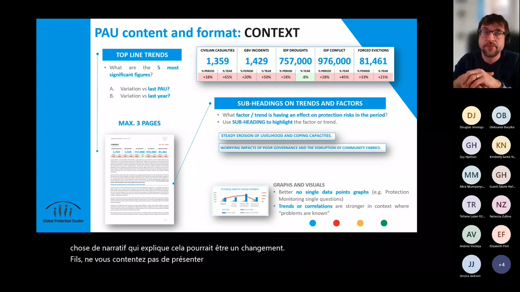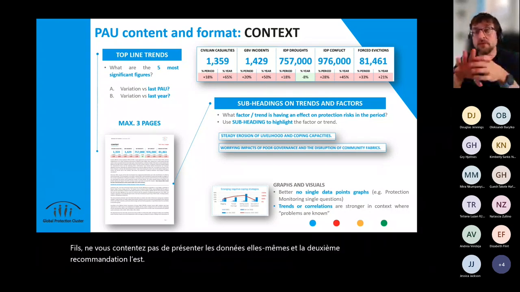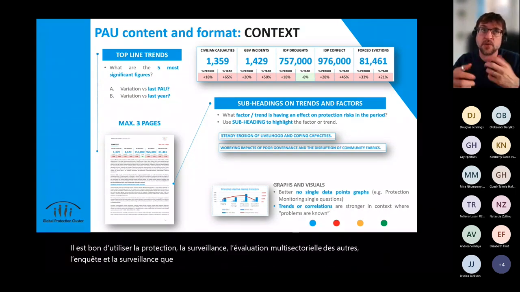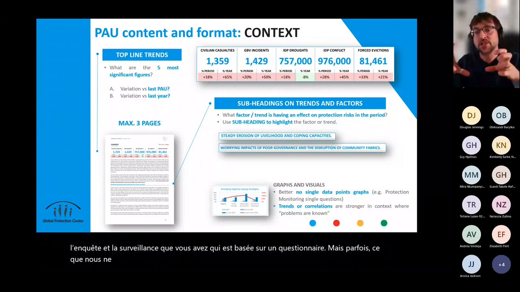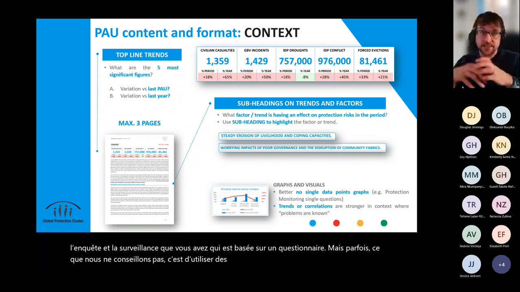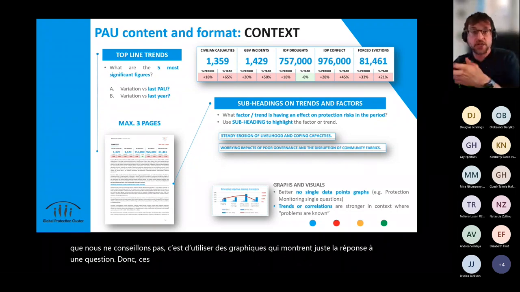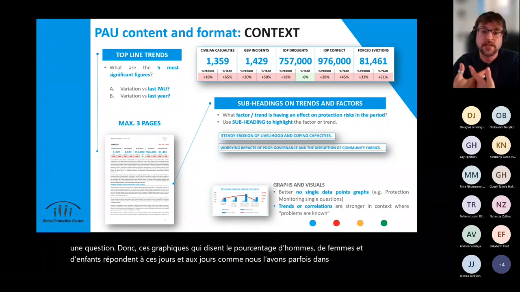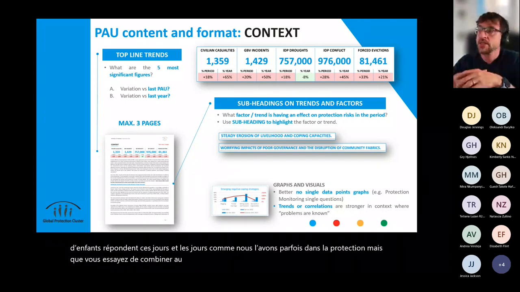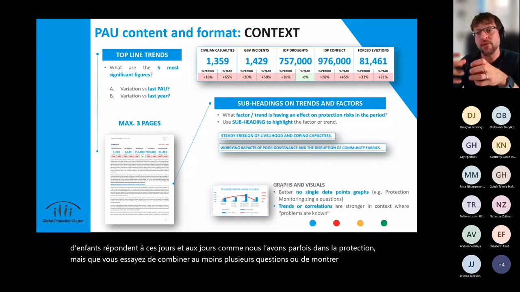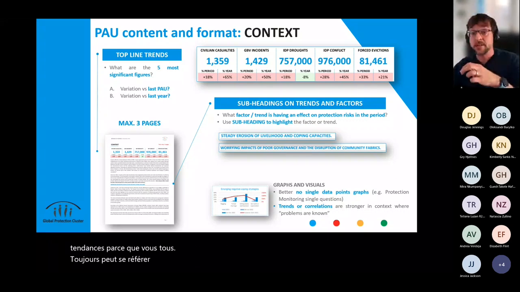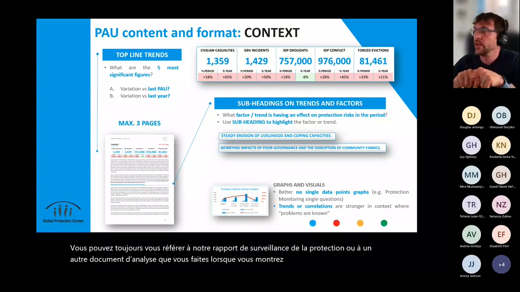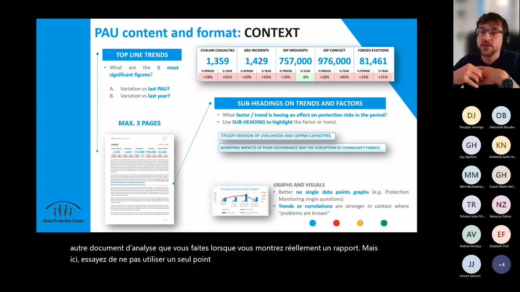The second recommendation is that it's good to use protection monitoring, multi-sector assessments, or other surveys and monitoring you have. It's based on questionnaires. But sometimes what we don't advise is to use graphs that just show the answer to one question, like those graphs that say the percentage of men, women, and children answering this, this, and this, as we sometimes have in protection monitoring. Try to combine at least multiple questions or show some trends, because then you can always refer to a protection monitoring report or to some other analysis document where you actually show a report. But here, try not to use single data point analysis, but more trends or correlations.